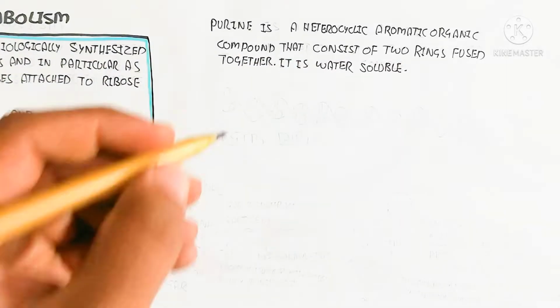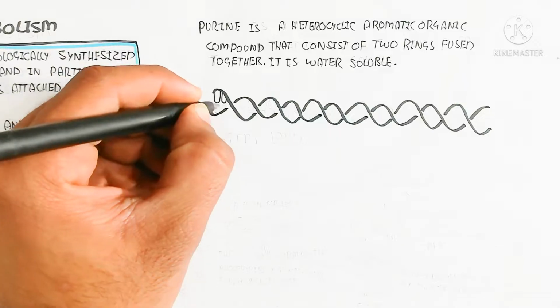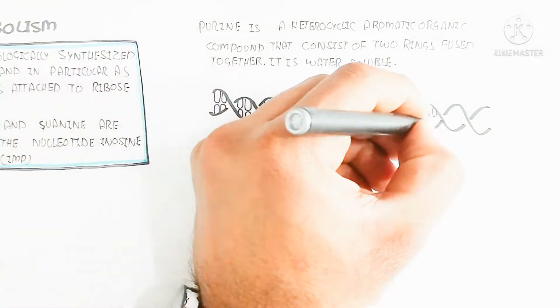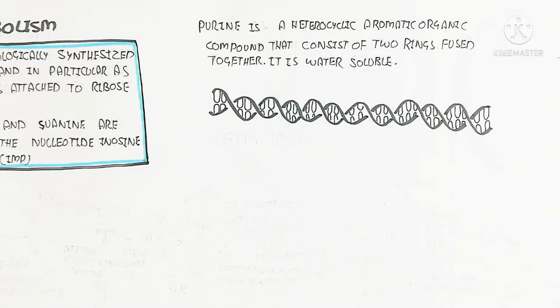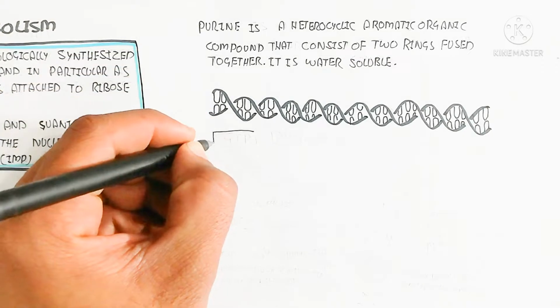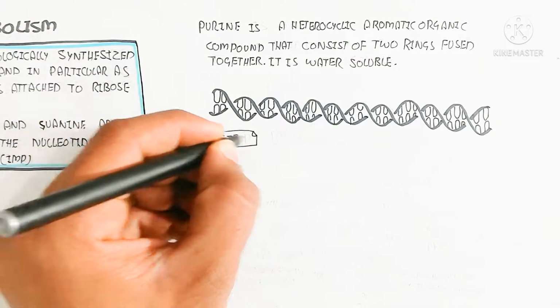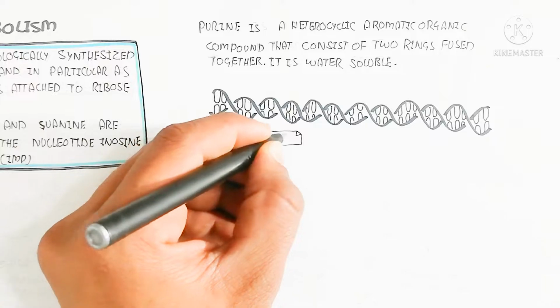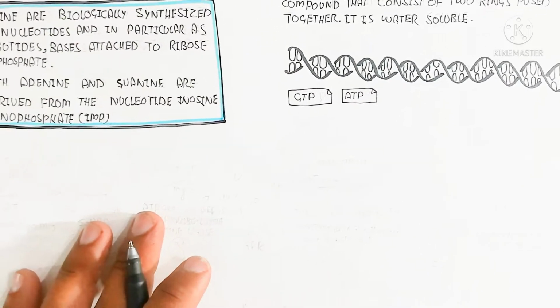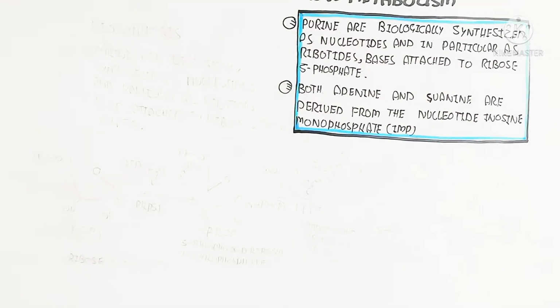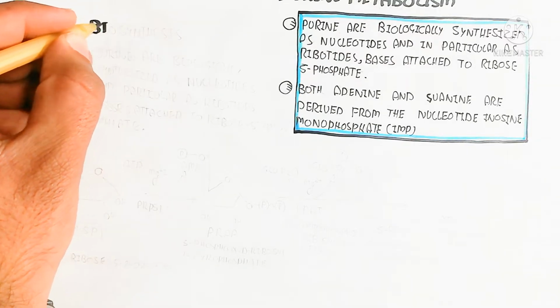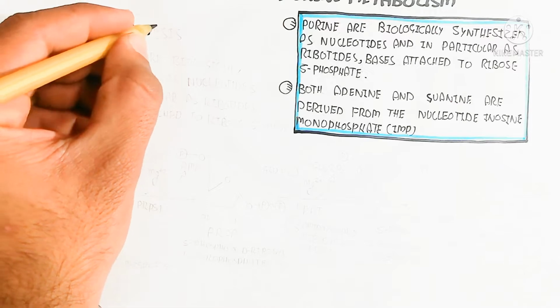Guanosine triphosphate, ATP, and also DNA are the major compounds containing purine. Purine is the double ring structure, and it includes adenine and guanine. Those are the two types of nitrogenous base, and both are the purine type, while cytosine and thymine are the single ring pyrimidines.